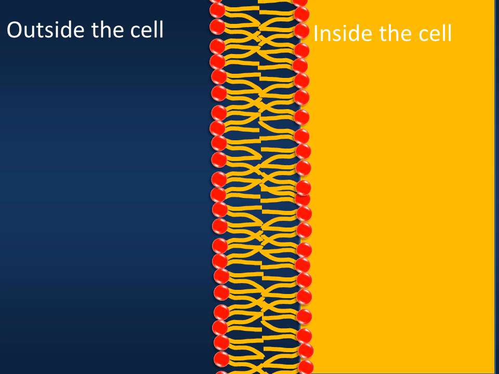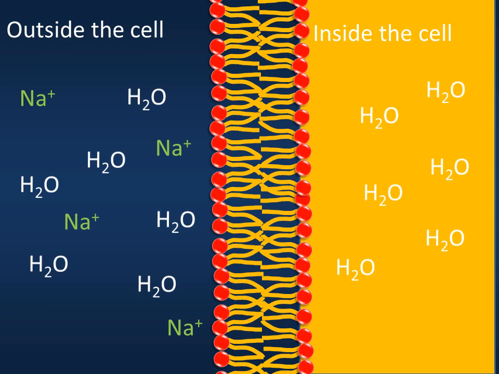So take a look at this situation where outside the cell we now have sodium ions in the water solution outside the cell. Now remember that those sodium ions, because they're charged, are unable to enter the cell through simple diffusion. Remember, anything large or charged can't move in easily. So these sodium ions are restricted from being able to move.